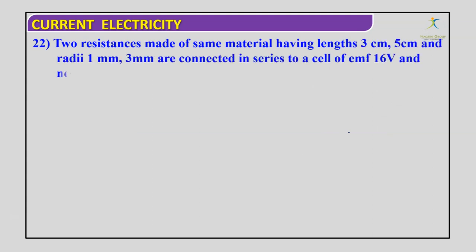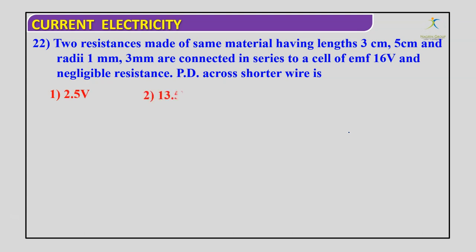Now moving ahead with the next question, which is 22. Two resistances made of the same material, having lengths 3 cm and 5 cm and radii 1 mm and 3 mm, are connected in series to a cell of e.m.f. 16 volt and negligible resistance. The potential difference across the shorter wire is 2.5 volt, 13.5 volt, 16 volt and 8 volt. So these are the options of this question. Let's move with the solution. Do pause the video and try to do it yourself.